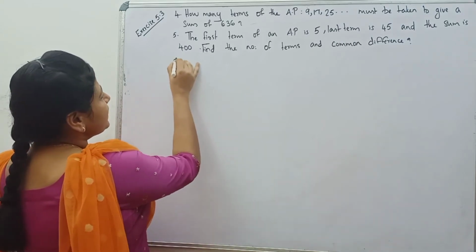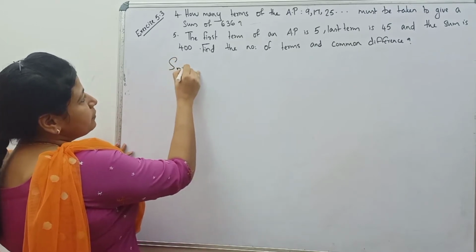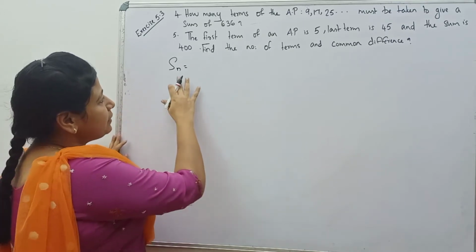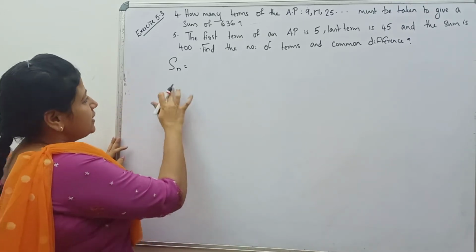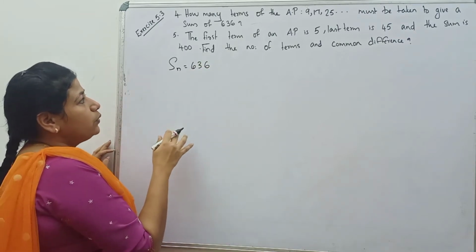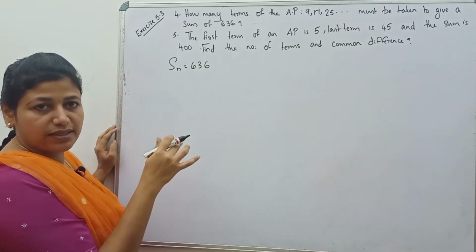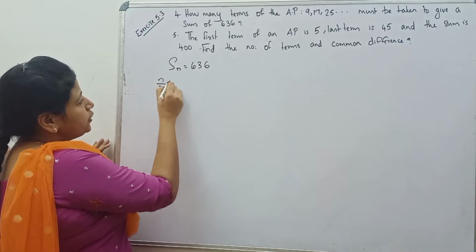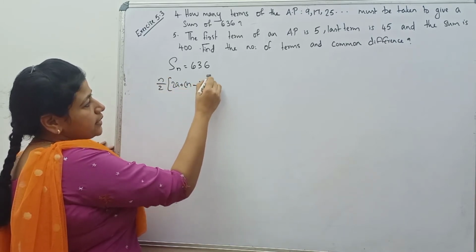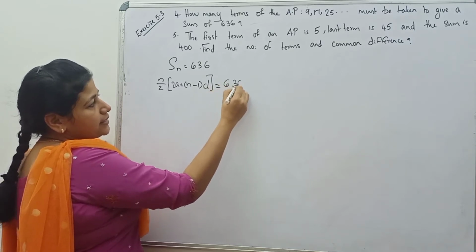So it is given that sum of n terms, or sum to n terms, we don't know how many terms it is taken. Okay, since we don't know how many terms were taken, we can apply Sn equal to 636. What is the formula to find out the sum to n terms, which is n by 2 into 2a plus n minus 1 into d. This is equal to 636.